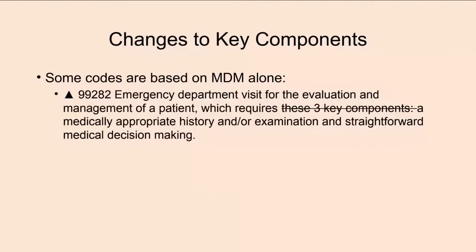Now, some codes are based on either time or medical decision making, some are based on medical decision making only, and some are based on time only. So let's look at emergency department visits. 99282, 3 key components is deleted: medically appropriate history and exam, and straightforward medical decision making. Now, ER visits didn't have a time component in the past because it wasn't thought to be appropriate for this particular case. But at this point, all you have to select a code to differentiate the code is that medical decision-making component.